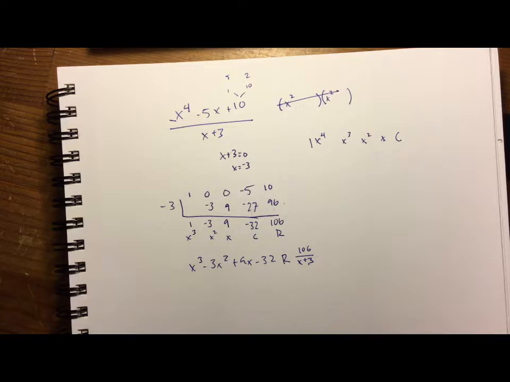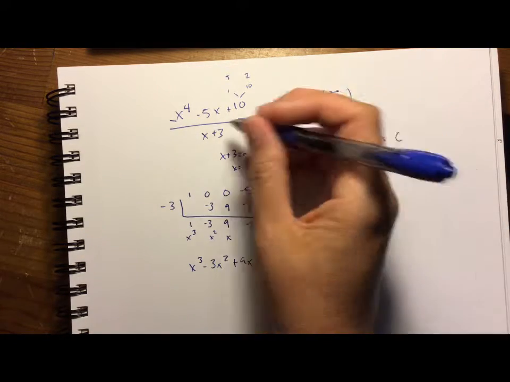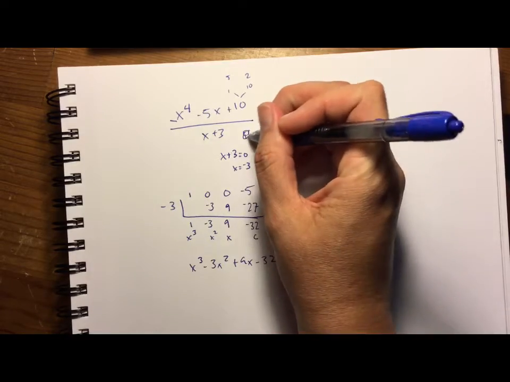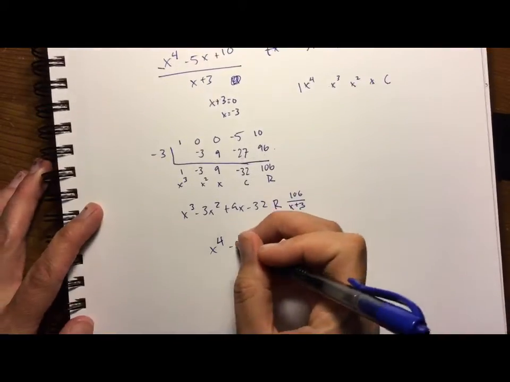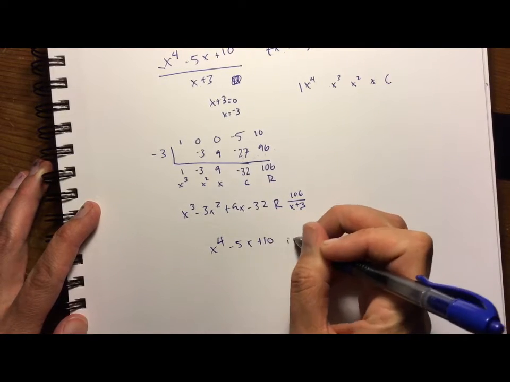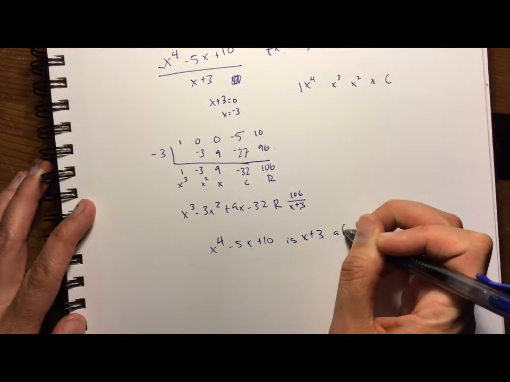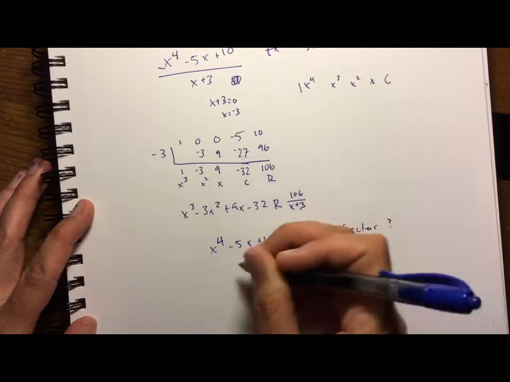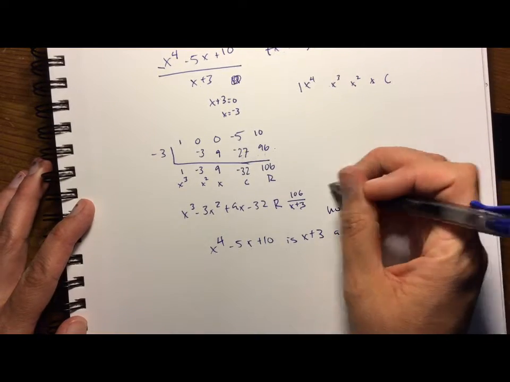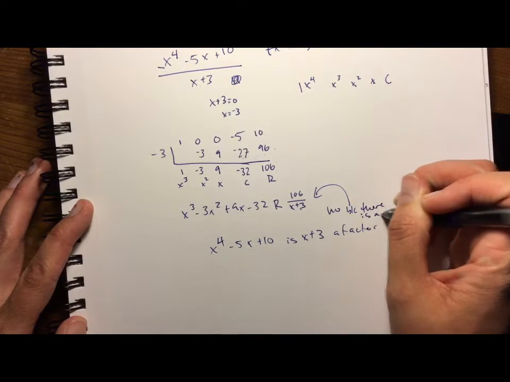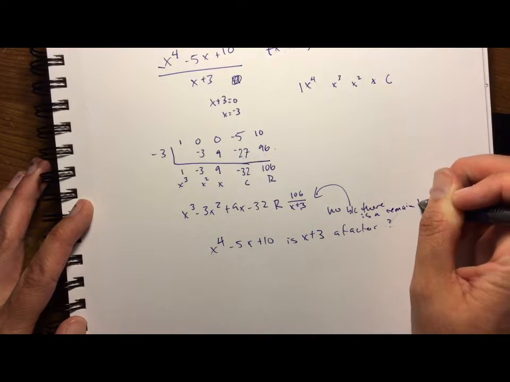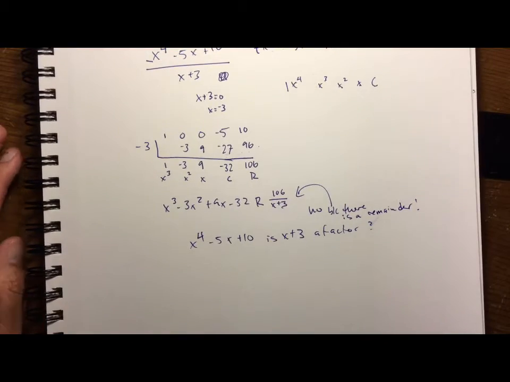Hopefully I didn't go too fast. It's pretty easy once you get that pattern down. So this is not a factor. If this asked, it could have said, if you have x to the 4th minus 5x plus 10x, is x plus 3 a factor? Or can it be divided? The answer is no, because there's a remainder. So it's only a factor if it divides evenly.